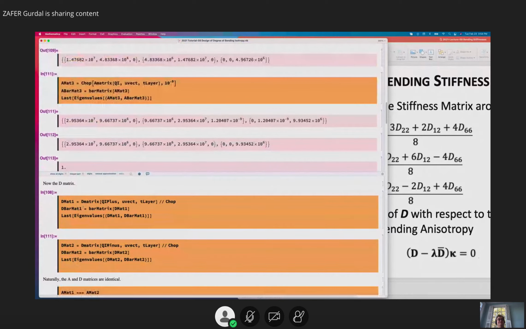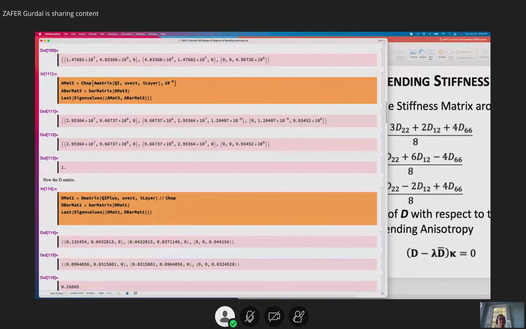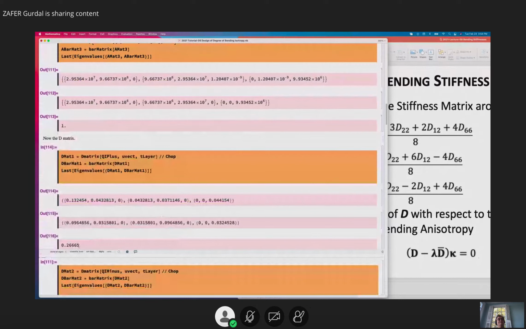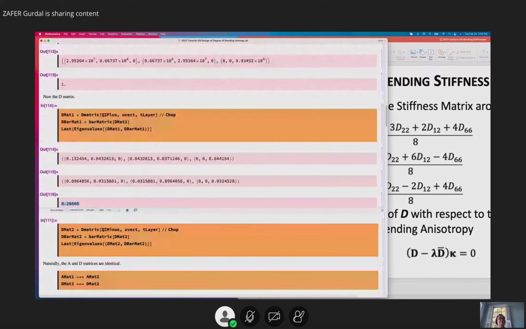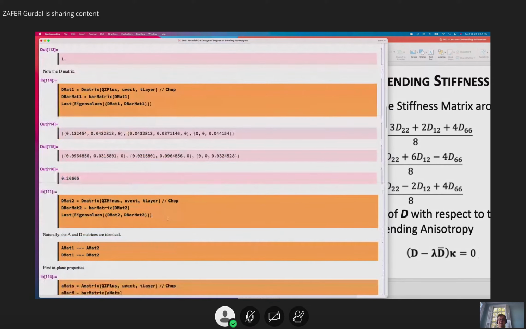All right, D matrix. This is QI plus. I'm taking the D matrix and looking at the eigenvalues, and I see that the lowest eigenvalue is 0.266. Quite low. In order to be isotropic, the D matrix of this QI plus, and same for the QI minus.